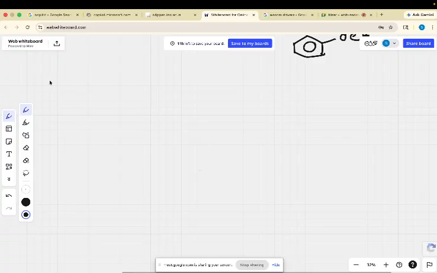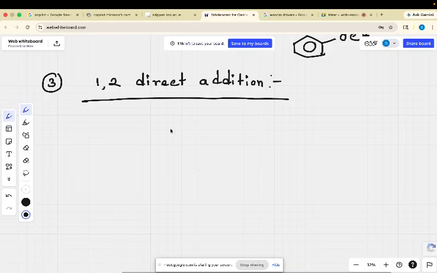Okay, write down number 3, 1,2 direct addition. So what is 1,2 direct addition? It will be like this. Suppose here I am taking this CH3Li, methyl lithium.